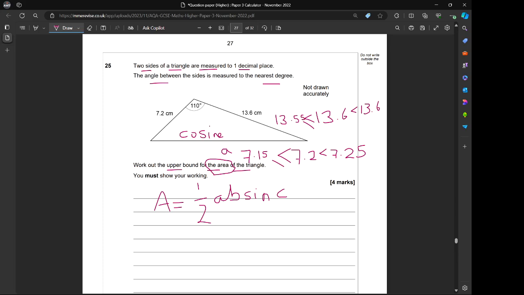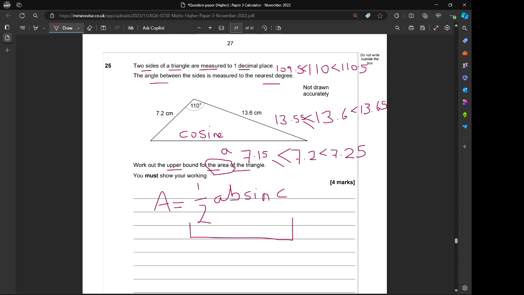Okay, what about the angle? Again, 110 is less than 110.5 and greater than 109.5. Now we want the upper bound for the area. So we want to maximize this sum. Anyone got any ideas on what my next step is?